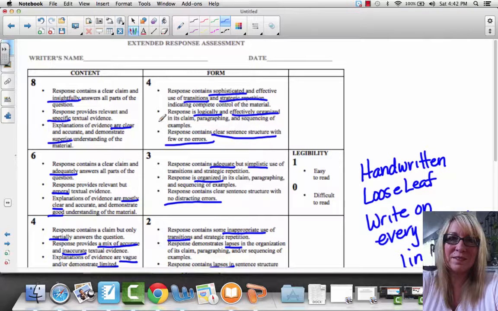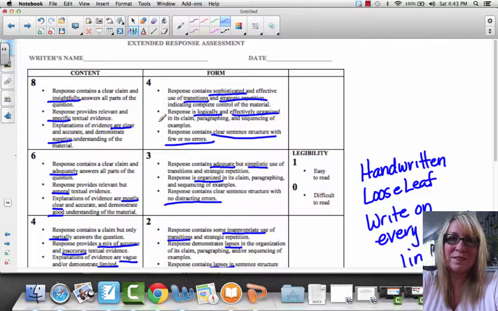So this is a 14-point rubric, and there's several points for content. Content is weighted more heavily than form. So 8 points for content. The response contains a clear claim and insightfully answers all parts of the question. Response provides relevant and specific textual evidence. Explanations of evidence are clear and accurate and demonstrate superior understanding of the material.